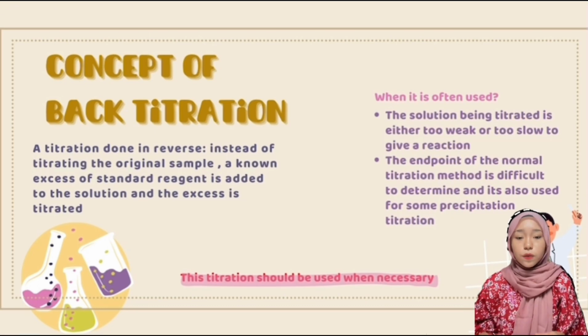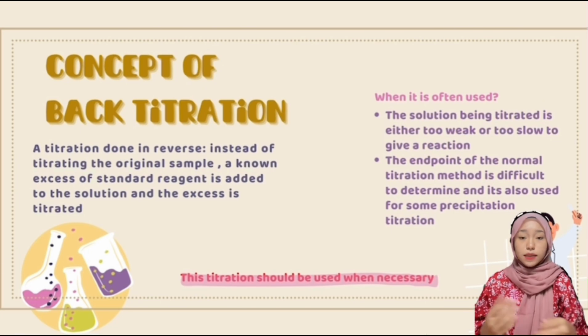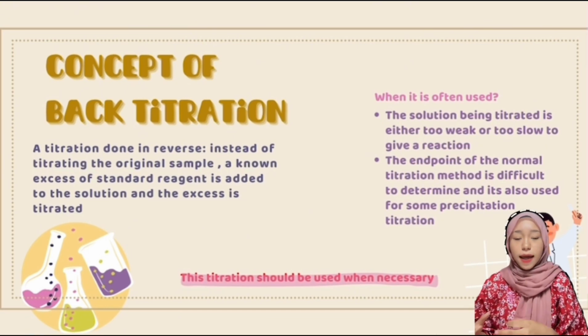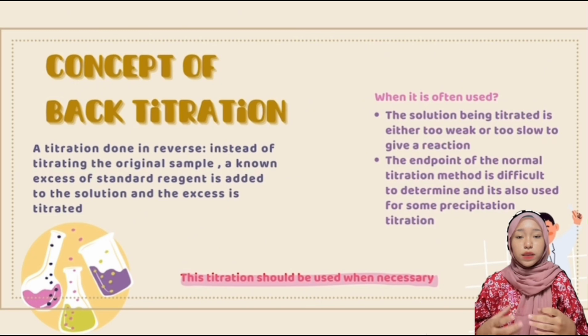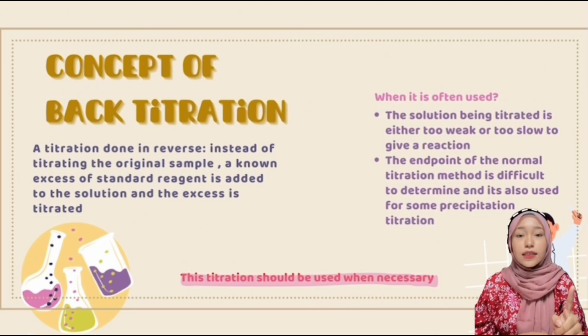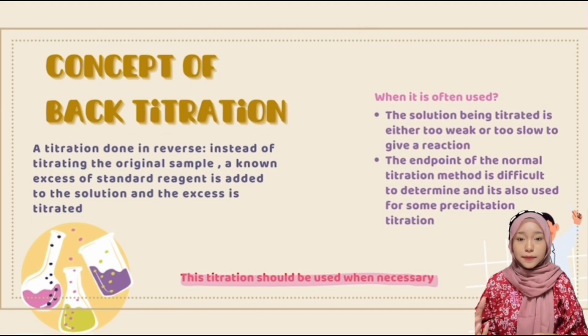It's often used when the solution being titrated is too weak or too slow to give a reaction. The second one is when the endpoint of the normal titration method is difficult to determine, and it's also used for some precipitation titration. And you must know that back titration should be used only when necessary.